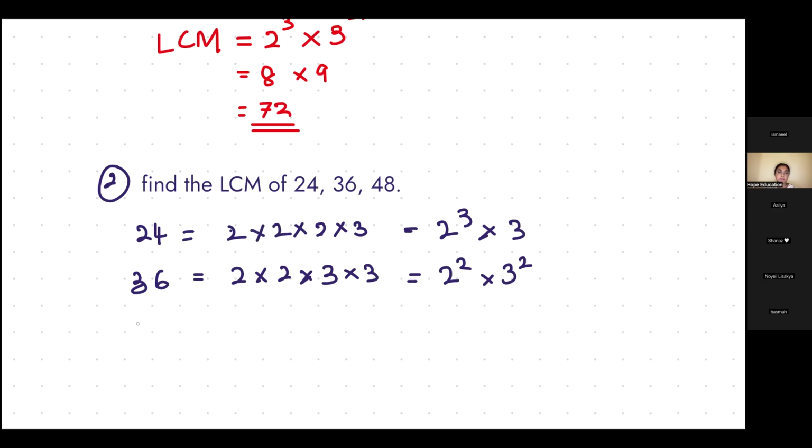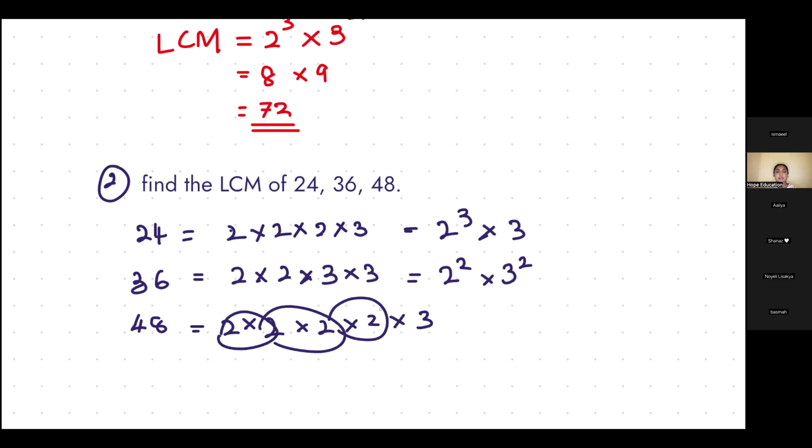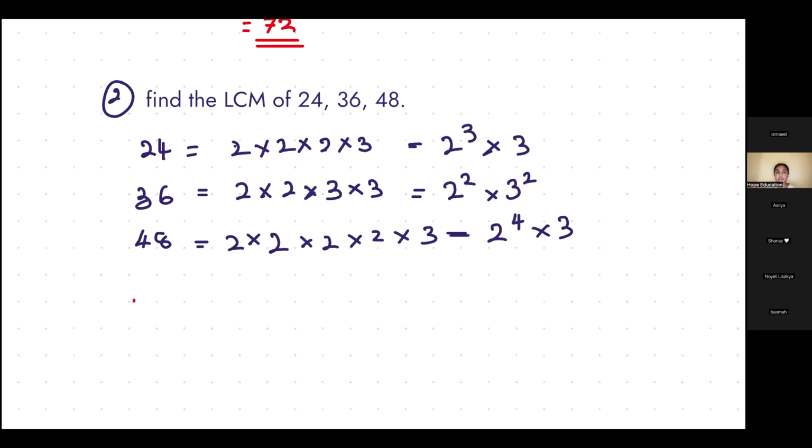48 would be 2 times 2 times 2 times 2 times 3. 2 times 2, 4, 4 times 2, 8, 8 times 2, 16, 16 times 3, 48. That would be 2 to the power 4 times 3. For the LCM, we are considering the highest power of each factor, right? The highest power of 2 is 2 to the power 4. The highest power of 3 is 3 to the power 2.